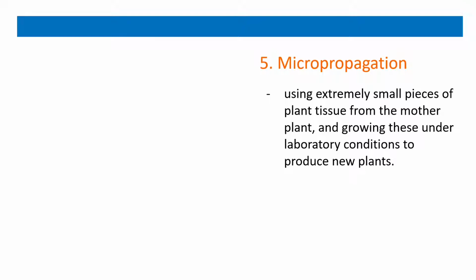Now going back to our acronym, we have G for grafting, C for cutting, L for layering, M for marcotting, and finally we have the fifth one, which is M for micropropagation. The most important thing we have to take note about micropropagation is that it uses extremely small pieces of plant tissue from the mother plant, from the original plant, and then grows this under laboratory conditions.